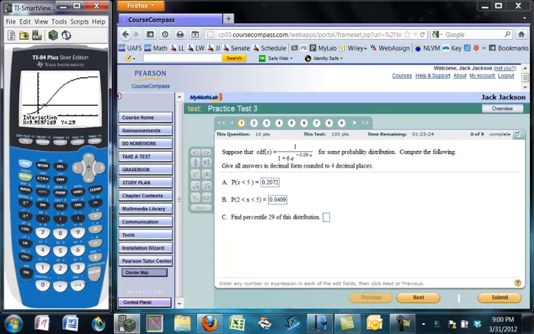10 was a pretty good guess. 9.9597. And so that's the 29th percentile.